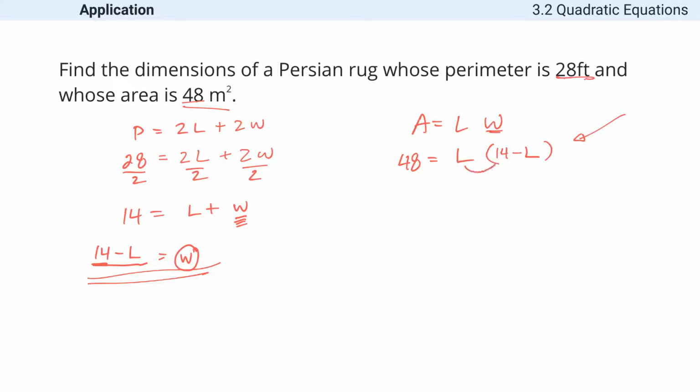So now I can multiply this through. So I'd get 14L minus L squared is equal to 48. And then if I bring everything over to the left side, I'll come up with positive L squared minus 14L plus 48 is equal to 0. There, now I've got a quadratic equation, which I could factor, use the quadratic formula, solve by completing the square, all that stuff. You can maybe pause and try it with whatever tool you want and then see what you come up with. And then press play and I'll show you what I did.